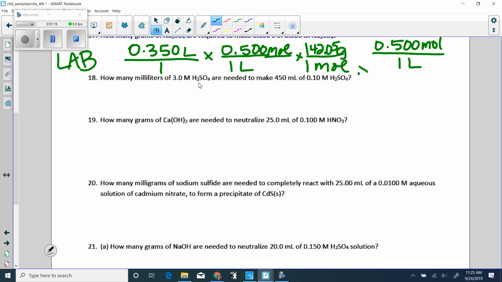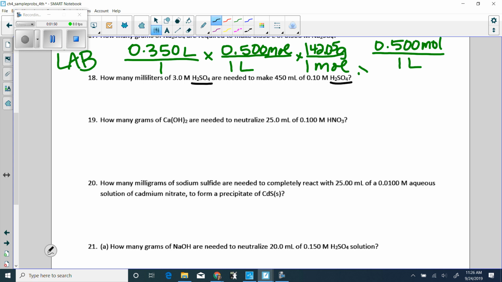Look it up. All right, number 18 is not actually what we're learning today, but it's a little bit of carryover from yesterday. It says how many milliliters of 3 molar sulfuric acid, strong acid, one of the 7 strong acids: hydrochloric, hydrobromic, hydroiodic, chloric, perchloric, sulfuric, and nitric, to make 450 mL of a 0.1 molar sulfuric acid solution. Underline H2SO4 twice.